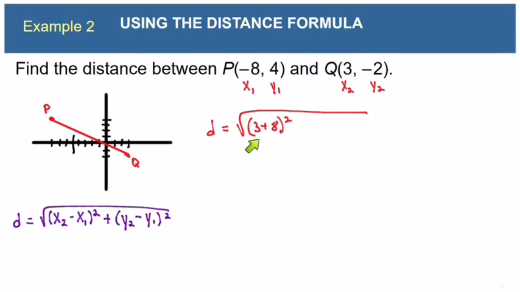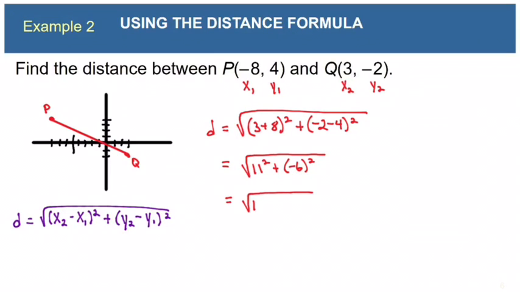Okay, so x2 minus x1 is going to be 3 minus -8, which I wrote as 3 plus 8. And then we square that, plus y2 minus y1. Now y2 was -2 and y1 was 4. So y2 minus y1. Now under the radical in the parentheses here, 3 plus 8 is 11. And so we'll have 11 squared. And -2 minus 4 is -6, and we'll have -6 squared.